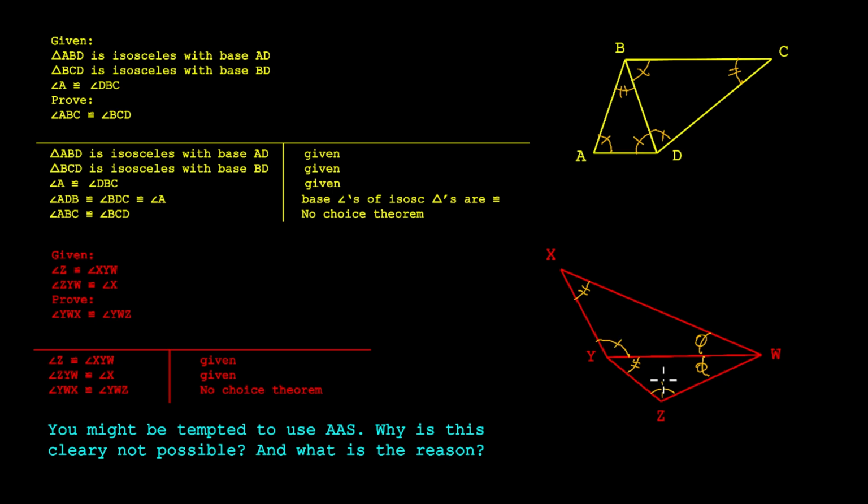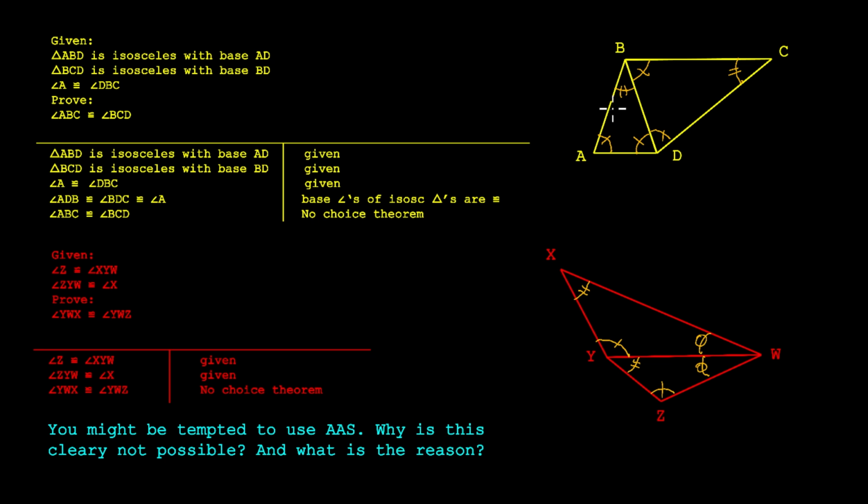If this first pair of angles with a single mark are congruent and the second pair of angles with the double marks are congruent, then these two third angles with the circles must be congruent. And again, notice that triangle YWZ is not congruent to triangle XYW. And that brings us to our green note here. You might be tempted to use AAS. Why is this clearly not possible, and what is the reason?